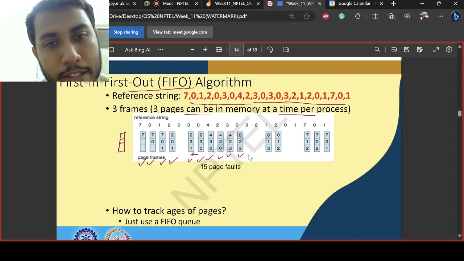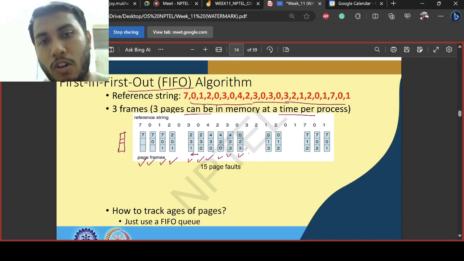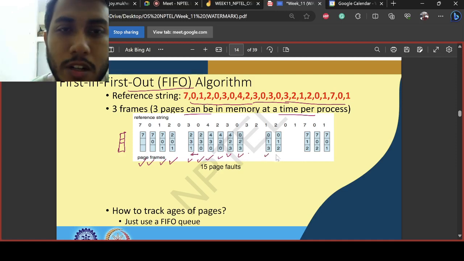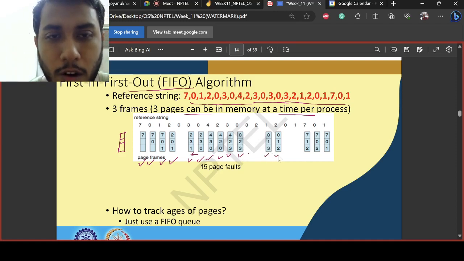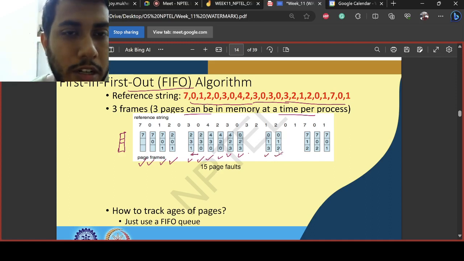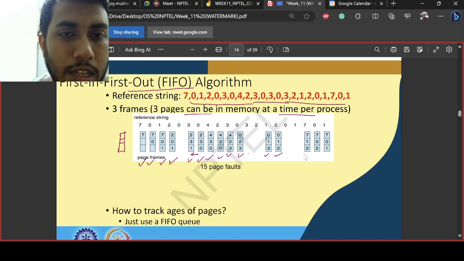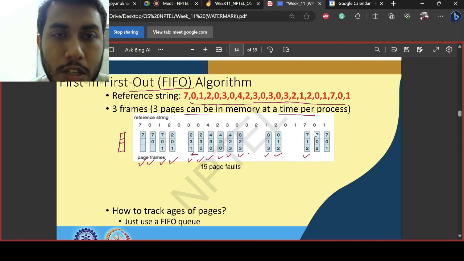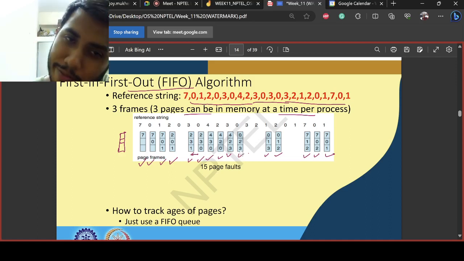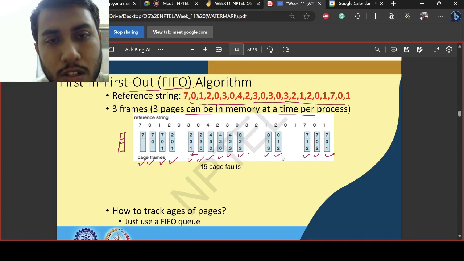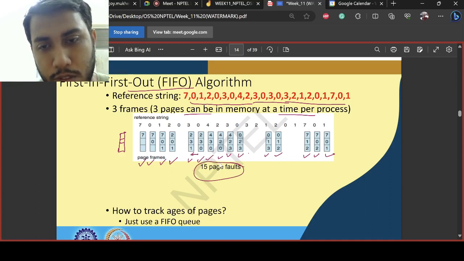Now 3 is requested, 3 is already present, no page fault. 2 is already present, not a page fault. 1 is requested, page fault. 2 is requested, page fault. 0 is requested, it is already present, not a page fault. 1 is requested, already present, not a page fault. 7 is requested, not present, that's why a page fault. 0 is requested, not present, page fault. 1 is requested, not present, a page fault. So in total, if you count this, 4 plus 6, 10, 12, 15, there are a total of 15 page faults.